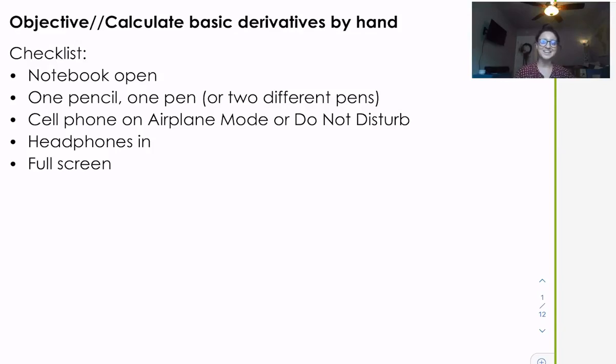Hi Calculus, welcome back. Our objective today is going to be to calculate some basic derivatives by hand.